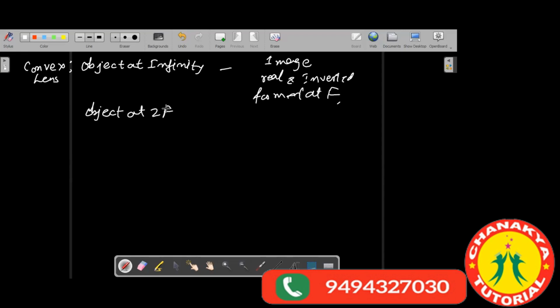When the object is at 2f, then what happens? It is real and inverted. Okay, real and inverted. And Moksha? Yes, Moksha, what about the image characteristics when the object is at 2f?